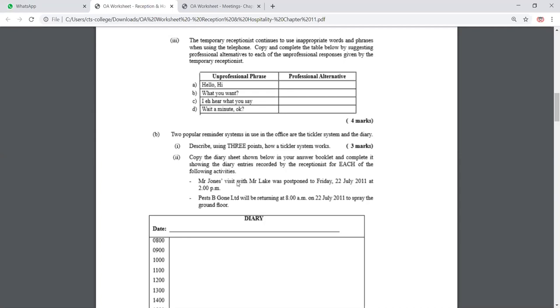So describe three points on how a tickler system works. We did a question like this previously, and she had given me one of the answers for the tickler system. That's a flag for you then. I remember what we said in class, so I would like to see that.